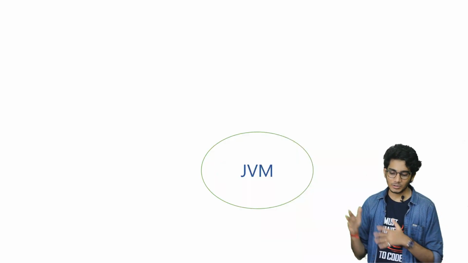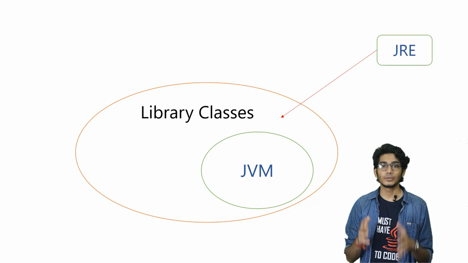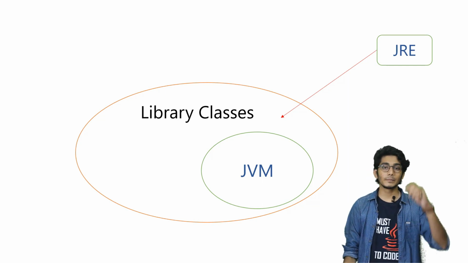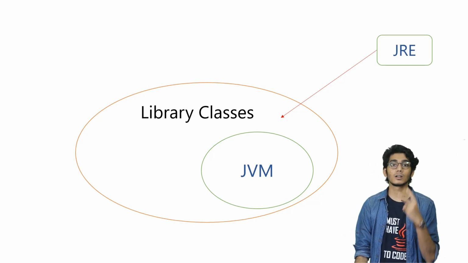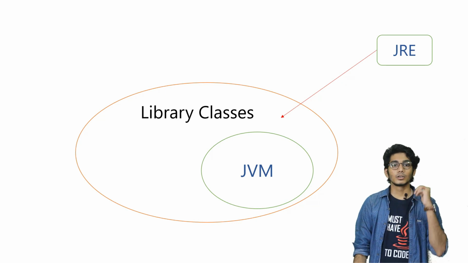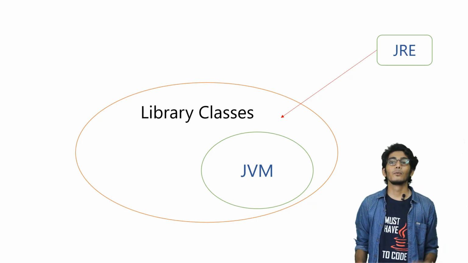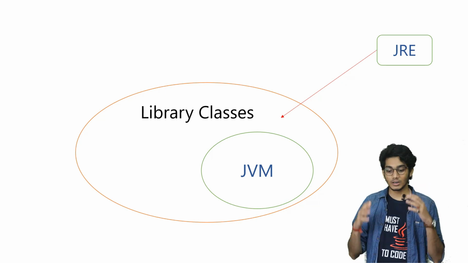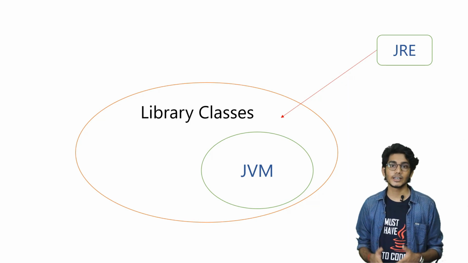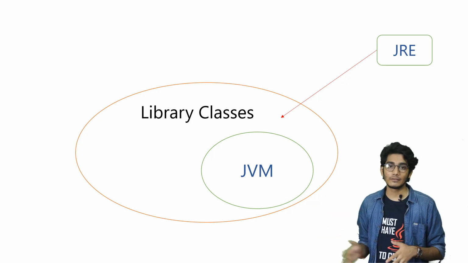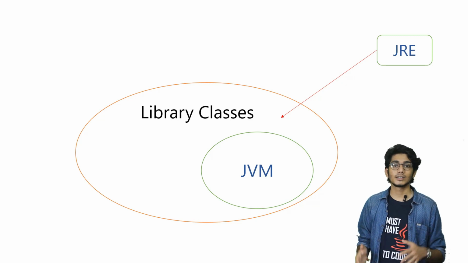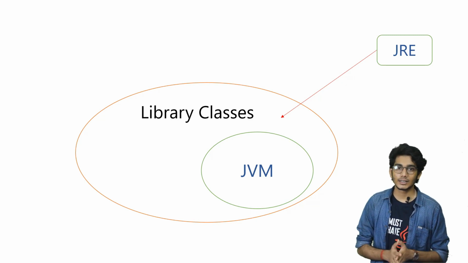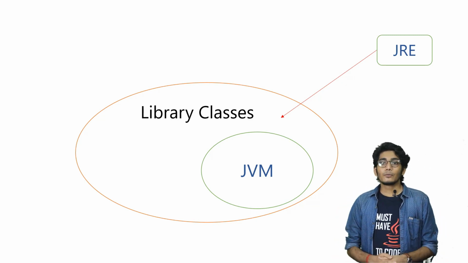So basically, to run a Java file you need two things: one is the JRE and the other is the JVM. As you can see, your JRE contains the library classes, and within the JRE you have the JVM. So you need these two things to run a Java file. Suppose your interviewer asks what we need to run a Java file. You need the JRE, and within that you have the JVM. So we can say that the JVM is a subset of the JRE. Clear? Okay, so now we'll talk about JDK.